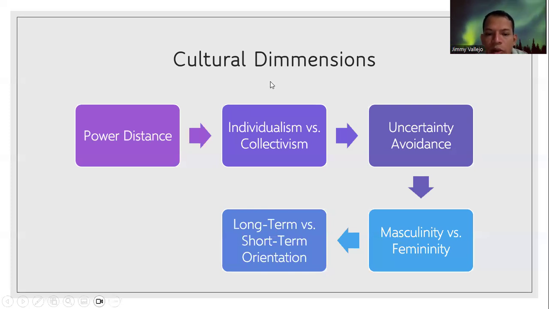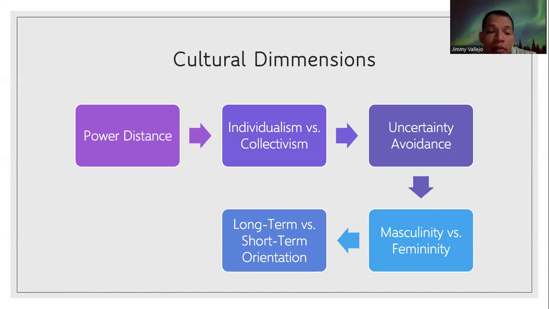The first thing that we are going to say today is the cultural dimension. You have five cultural dimensions which are known. The first one is power distance, individualism versus collectivism, uncertainty avoidance, long-term versus short-term orientation, and also masculinity versus femininity. Well, the first one is power distance.